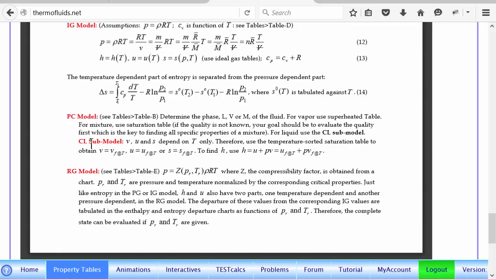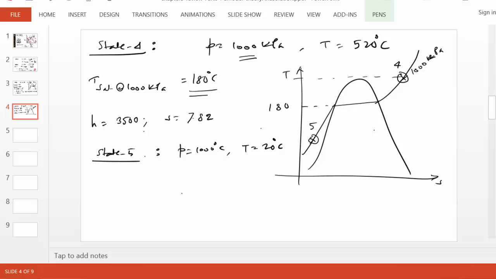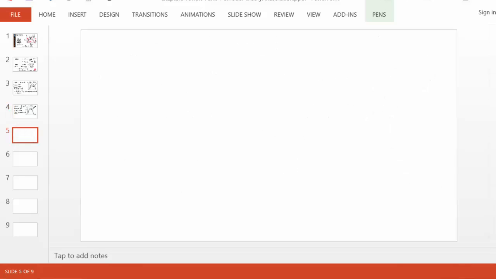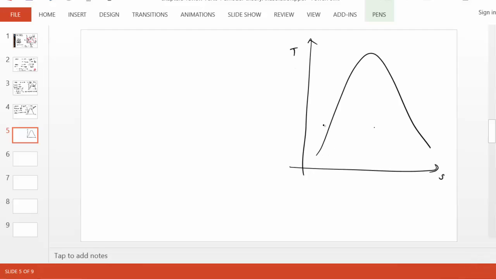And for the liquid, there is this subcooled liquid model that is used. It's also called the compressed liquid submodel. Essentially the main idea of the liquid model is that V, U, and S depend on temperature only. Let's understand that. Going back here, let's do it on a new page. So you want to find the properties of a subcooled liquid, which is very valuable for handling problems involving a pump, for instance.